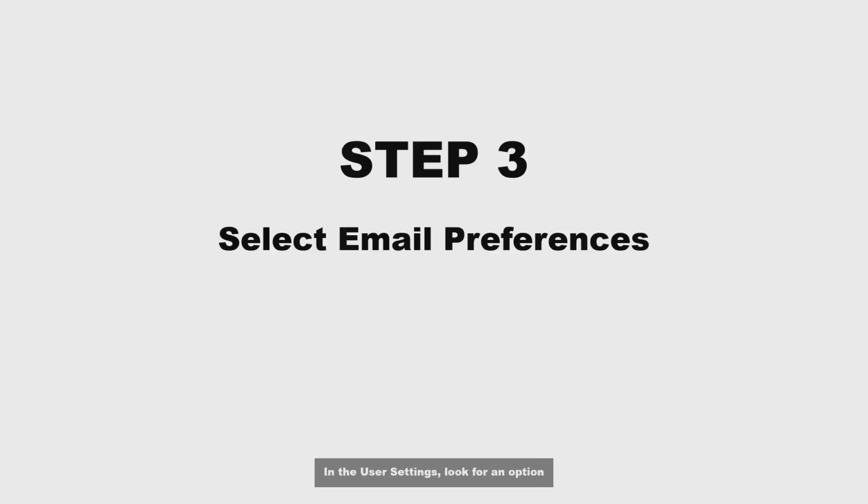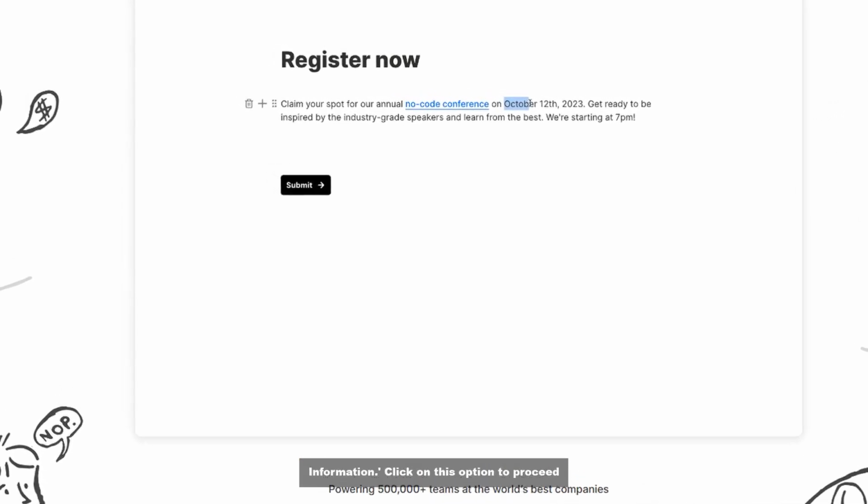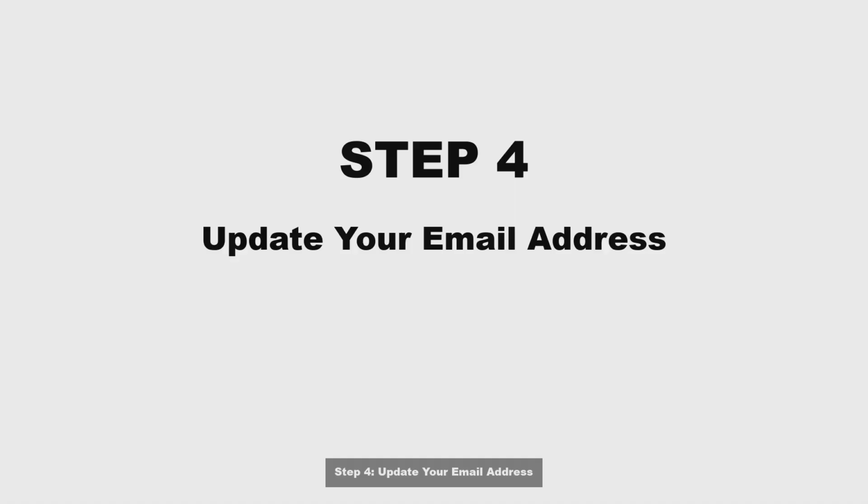Step 3. Select Email Preferences. In the User Settings, look for an option related to email preferences or contact information. Click on this option to proceed to the email settings.